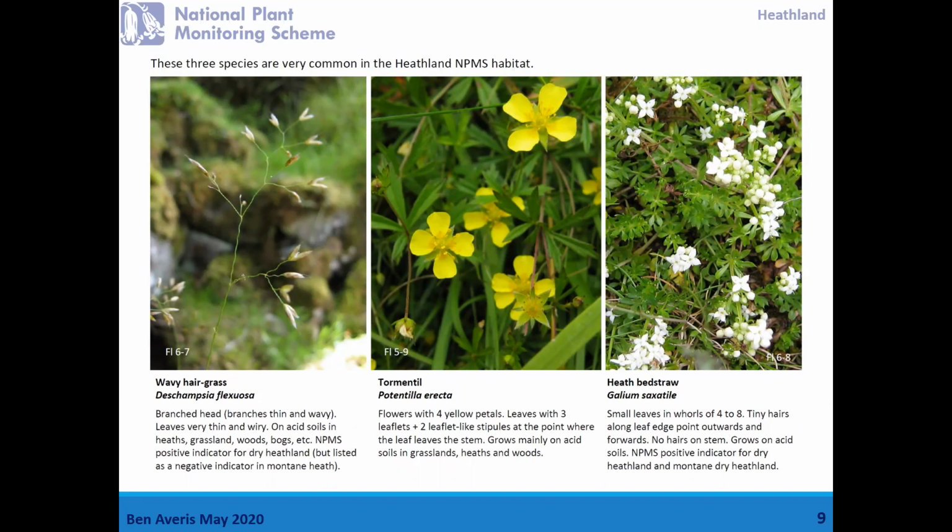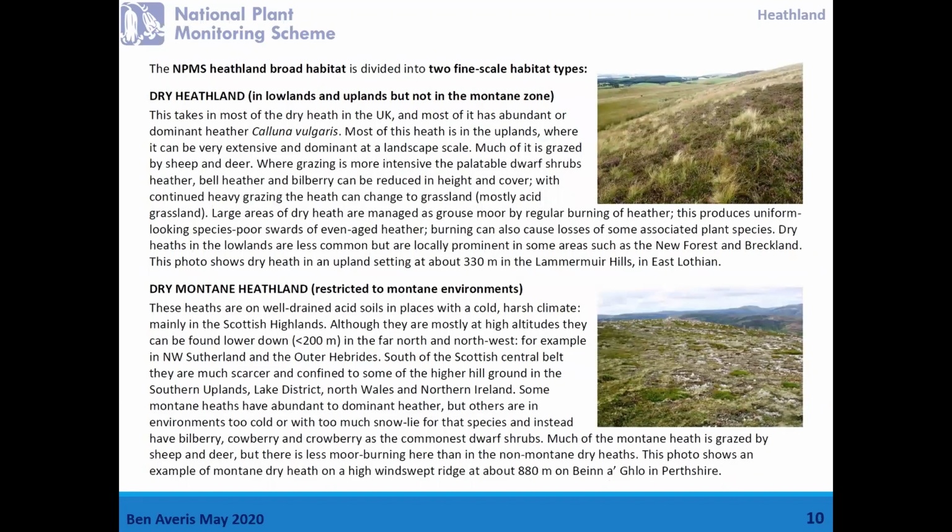Okay, let's go on to the next page. And we'll see now about the two what they call fine scale habitats, although actually each of these, it's not quite that fine. It's not like really fiddly difficult details because they're quite broad. Basically, these two subdivisions in the heathland habitat are one that's montane, that's the second one, and the other one that is not montane, which is the great bulk of it.